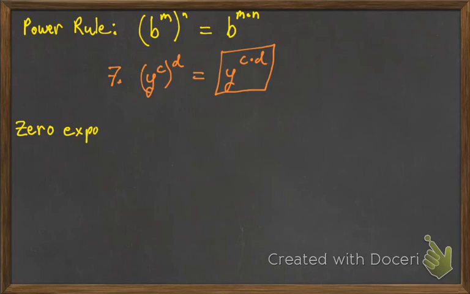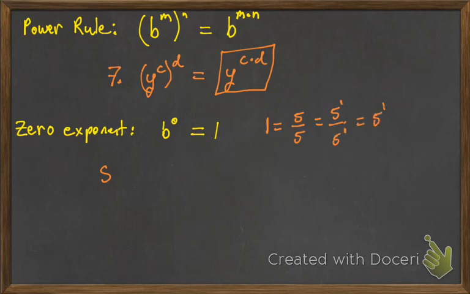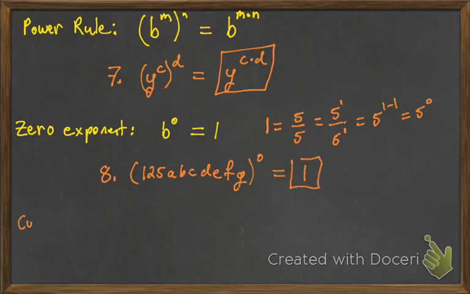The 0 exponent we'll see quite a bit too. And that is B to the 0 is going to be 1. And I can give you kind of an argument for that. So, for example, 1 is the same thing as 5 over 5. And that's the same thing as 5 to the first power over 5 to the first power. Using the quotient rule, that would be 5 to the 1 minus 1, which would be 5 to the 0. So that gives you a little bit of an argument of why the 0 exponent is, in fact, 1. Okay? So, for example, if I have 125, A, B, C, D, E, F, G, all raised to 0, that's just 1.